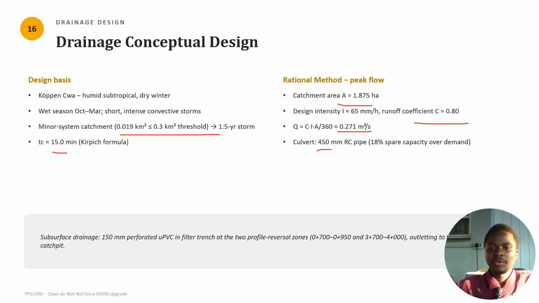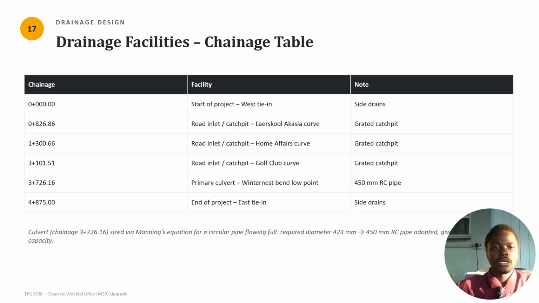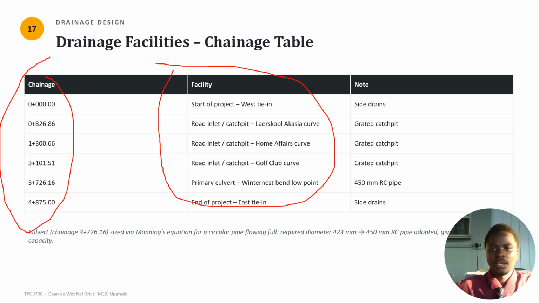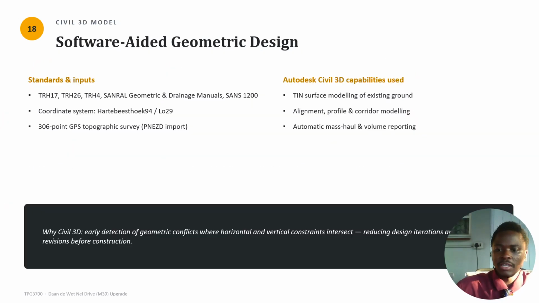The cover that was adopted was 450, for the reinforced concrete pipe. These are the drainage facilities and where they are located: at the start of the project, the side drains, and at the end of the project, the side drains. And the primary culvert, at the low point of the bend, is a 450 mm reinforced concrete pipe.